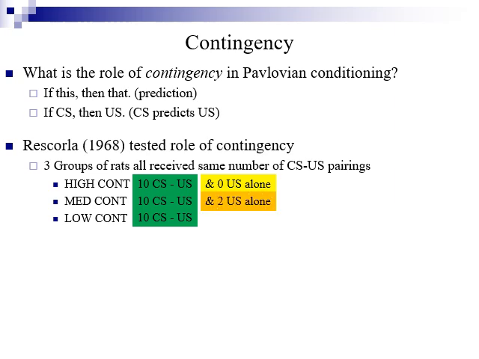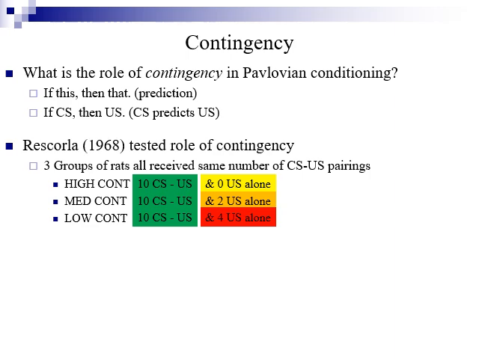For the medium contingency group, though, a couple of times that they experienced the US, it wasn't preceded by the CS. So this would be like Pavlov feeding his dog without having the metronome going. Just a couple of times, right? And in the low contingency group, there were more occasions in which the US was presented without the CS.